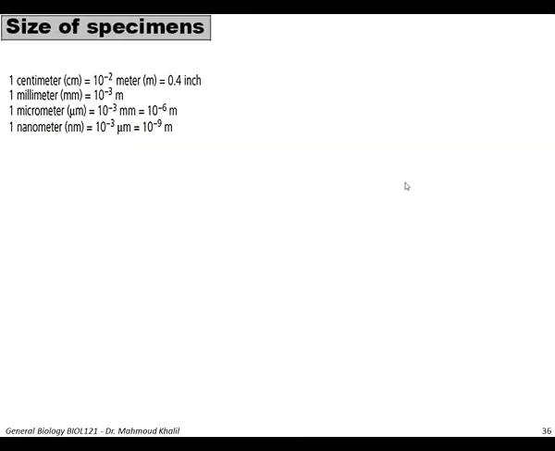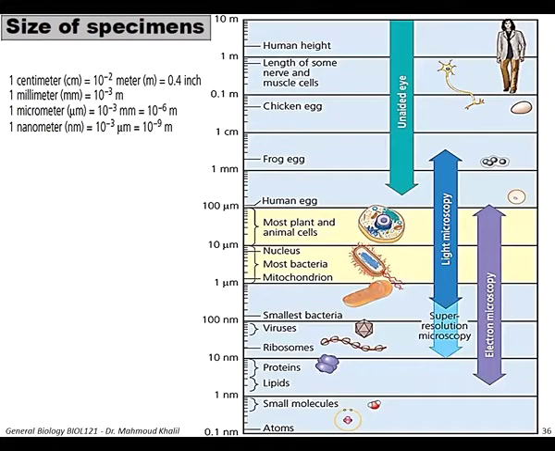If you look at these conversions, of course, you have taken that before. We need to understand the conversion from centimeter to millimeter to micrometer to nanometer. Actually, 1 nanometer is 10 to the power minus 9 meter. In this figure, you can see the ranges of different structures across the spectrum. Our eye can see down to 1 millimeter difference between two samples.